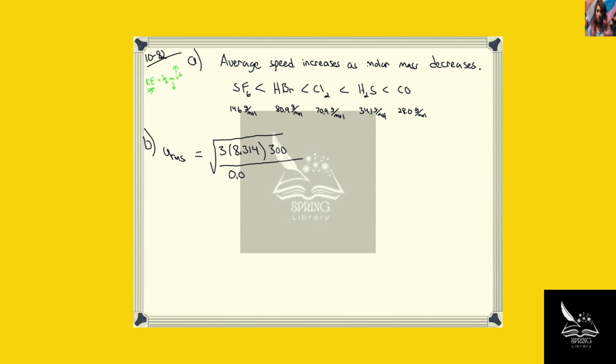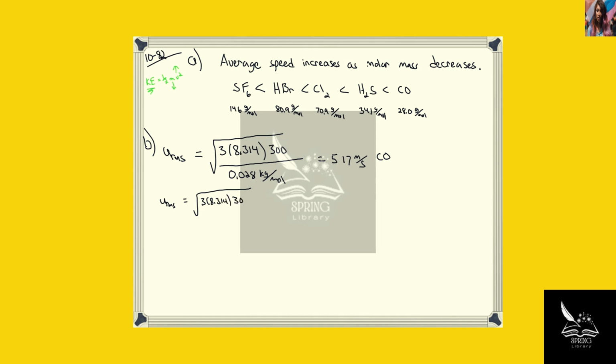Now this is where most students make the mistake. When you divide by molar mass, you need to divide by the molar mass in units of kilograms per mole, not grams per mole, or this equation won't work. So for CO, it's 28 grams per mole, so it's going to be 0.028 kilograms per mole. Then don't forget to take the square root, and you should get 517 meters per second.